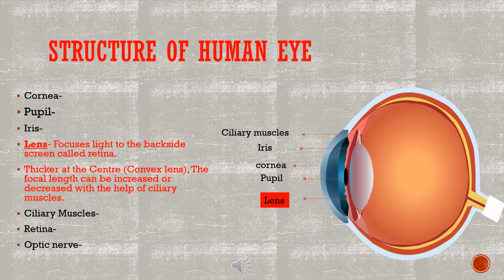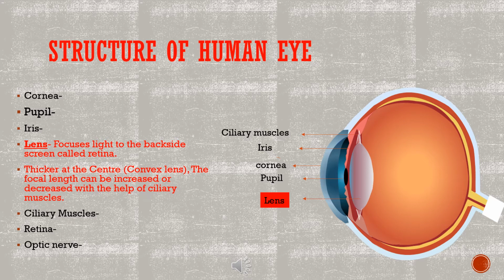Next part is the eye lens. The eye lens is focusing the light to the backside screen of the eye. At the backside of the eye, there is a screen called the retina. Light from the objects enters our eyes through the pupil, and the lens is focusing it on our retina.